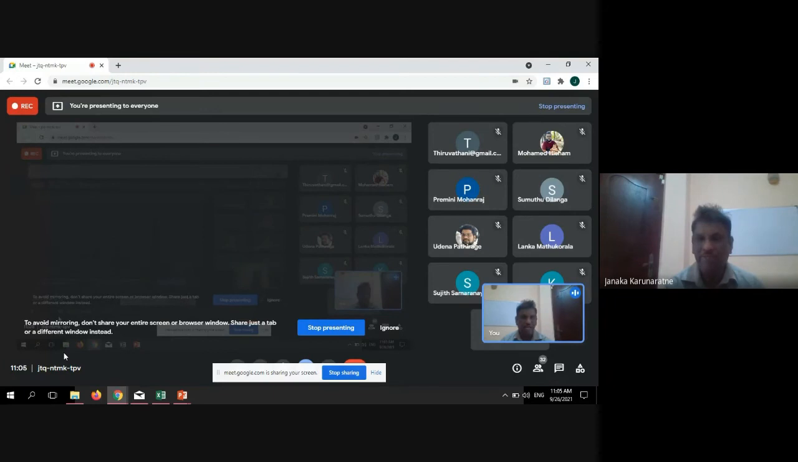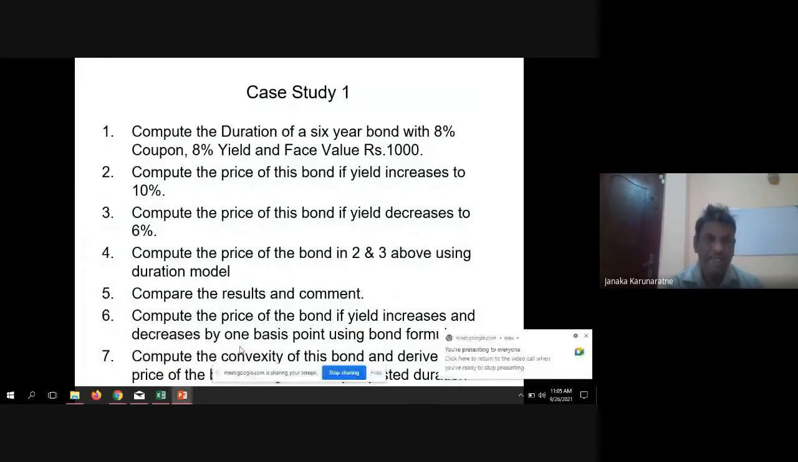So can you all start working on that, please? And those who completed the second part, go on to the third part. Now, the third part of the question is basically to compute the price of this bond if the yield decreases to 6%.